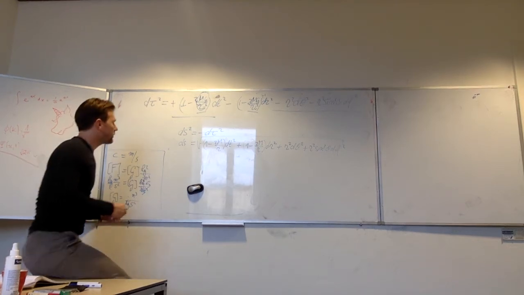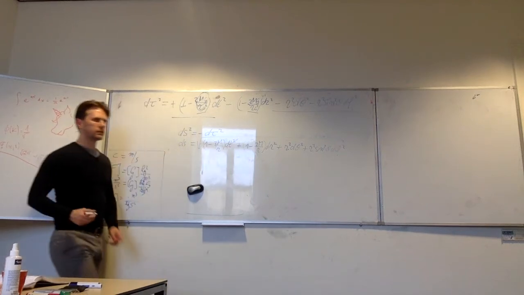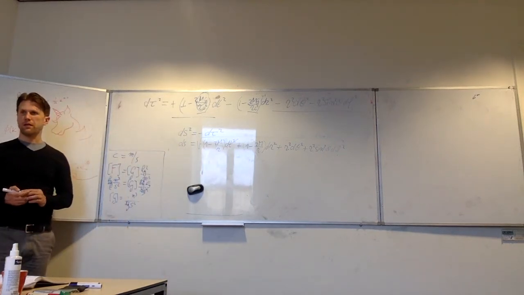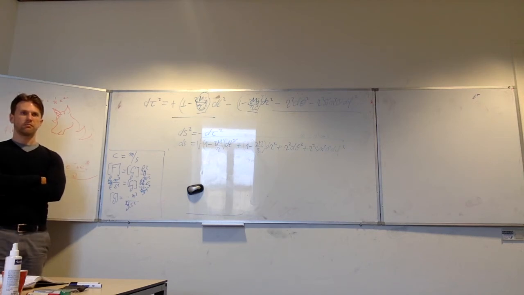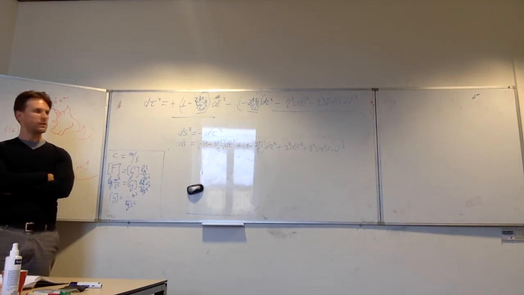Well, let's first get rid of this thing. By definition of measuring a length, dt is 0. Not theta. Yes, true. You see this? Okay.